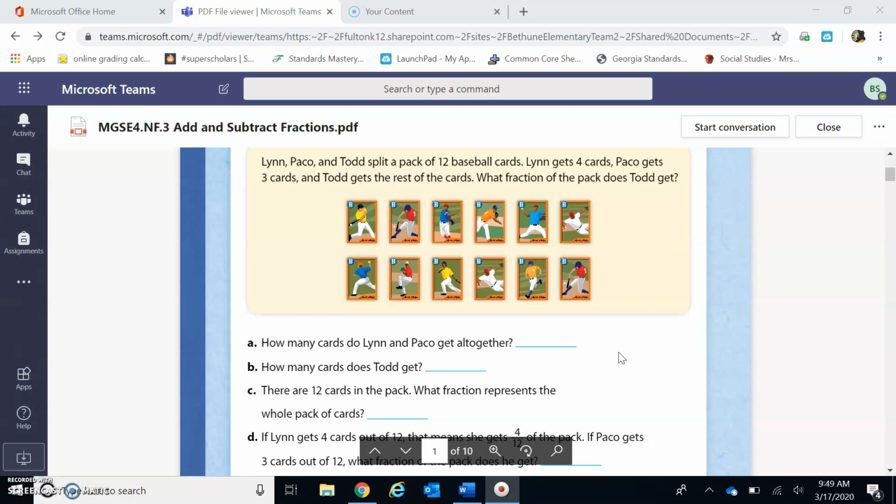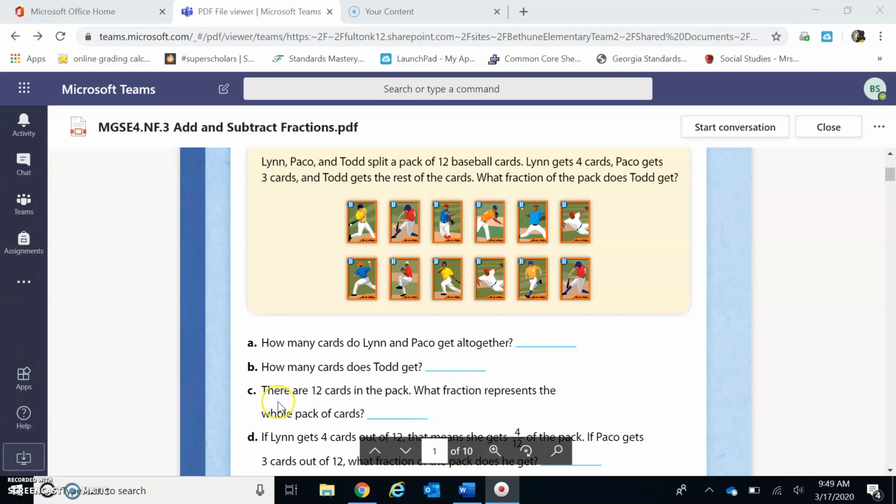Now, if we know it's a total of 12 cards altogether, we know that Lynn and Paco would get 7 of those cards. In order to figure out how many Todd would get, we're going to subtract 12 minus 7. 12 minus 7 will give you 5. So now we know that Todd gets 5 cards.